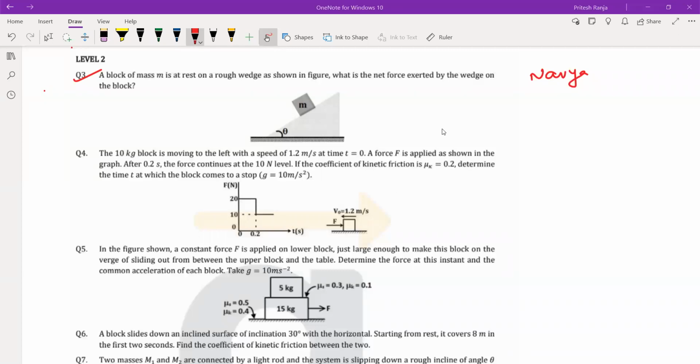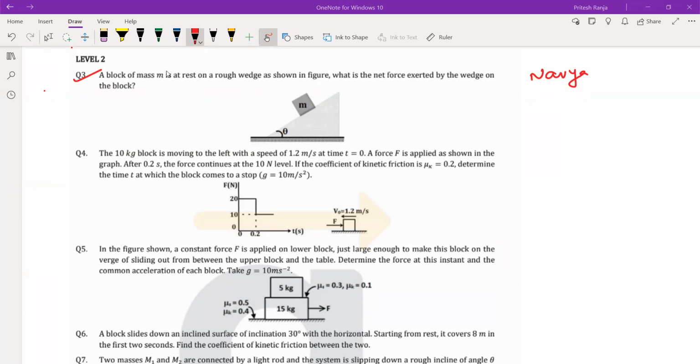Navya, you can hear me? What answer you are getting for this one?